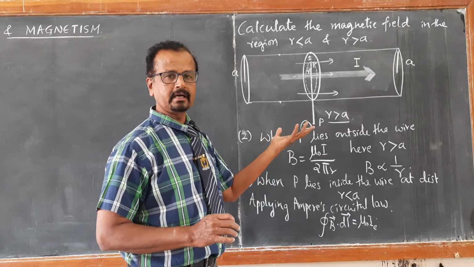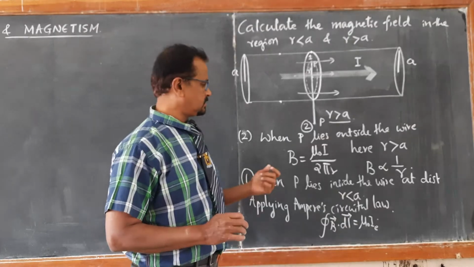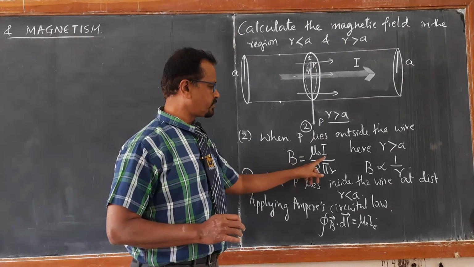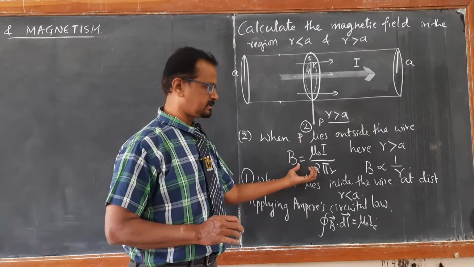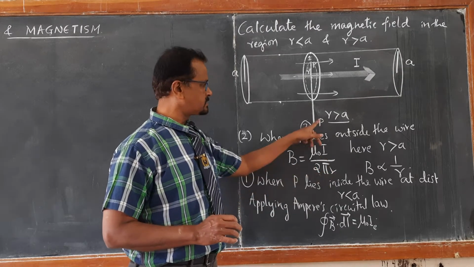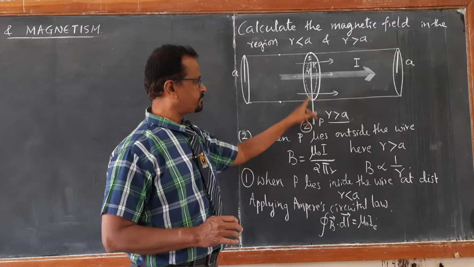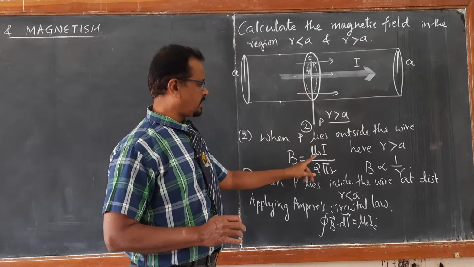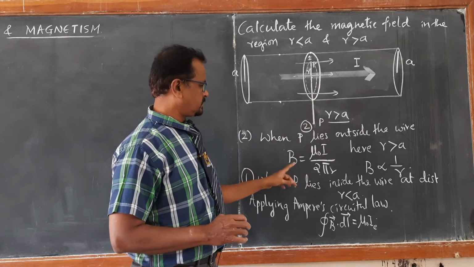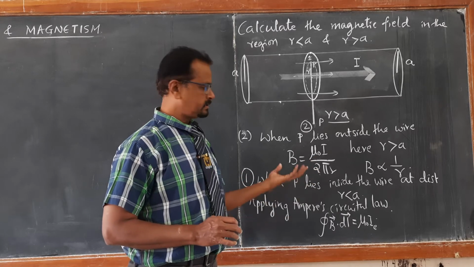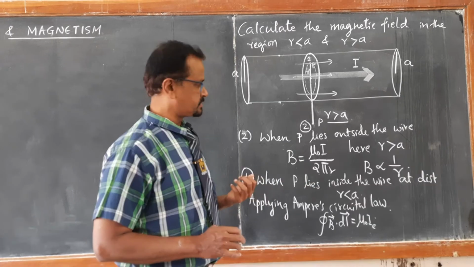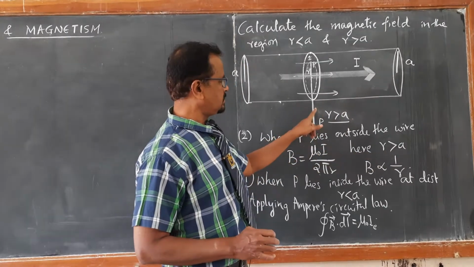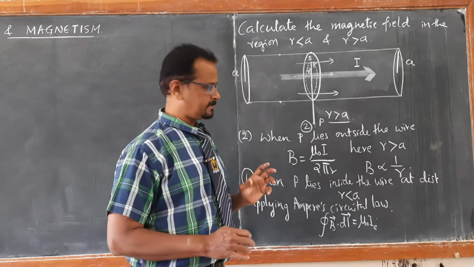Outside the current carrying conductor we have calculated in the previous video by applying Ampere circuital law: B equal to mu naught I upon 2 pi r. This is the result, where r is the perpendicular distance of the point from the wire, and I is the current carried by the wire, and mu naught upon 2 pi is the constant. Mu naught is permeability of free space. Here the distance is outside the wire, so it is written distance is greater than the radius of the wire.